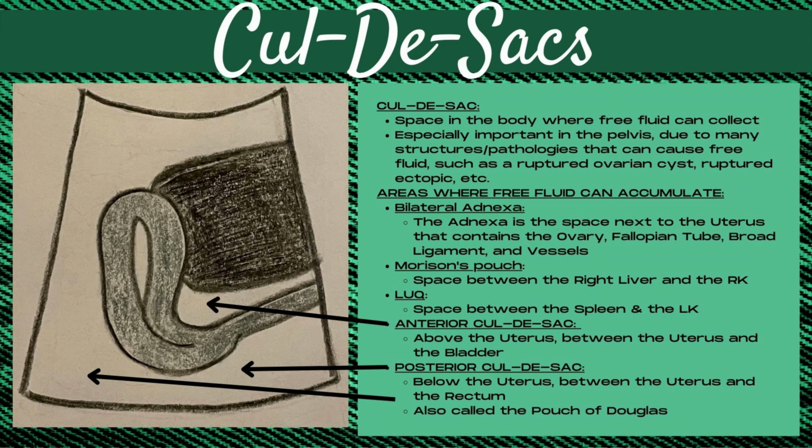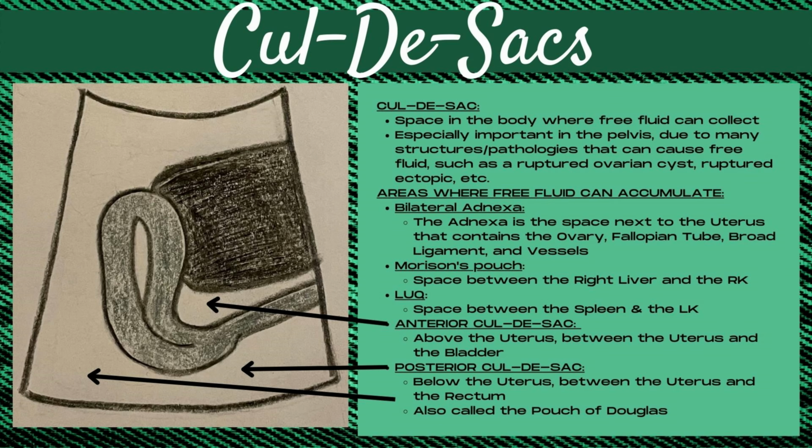The first place is in the bilateral adnexa, and the adnexal areas are the space adjacent to the transverse or coronal uterus. This is the space where you can find the ovary, fallopian tube, broad ligament, and blood vessels. You can also get free fluid in Morison's pouch, and this is the space between the right liver and the right kidney, up in the abdomen. Also, the left upper quadrant can be a space for free fluid, and this is found between the spleen and the left kidney.